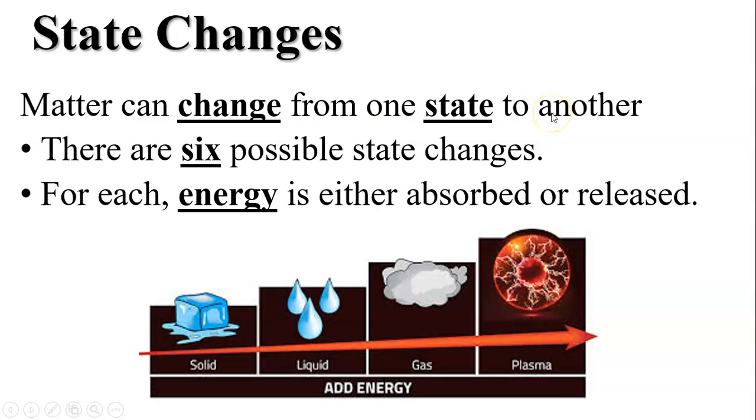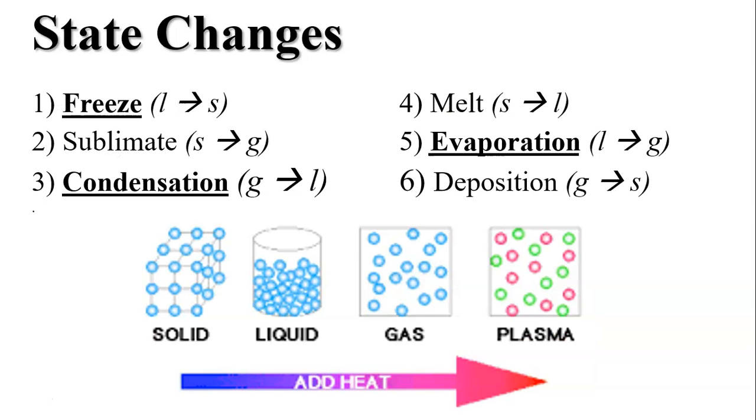Matter can change from one state to another, and there are 6 possible state changes. You probably are familiar with most of them, but maybe there's a couple that you might not be familiar with. For each one of these, energy is either going to be absorbed or it's going to be released. So these are the 6 phase changes. Freezing is when something goes from a liquid to a solid.